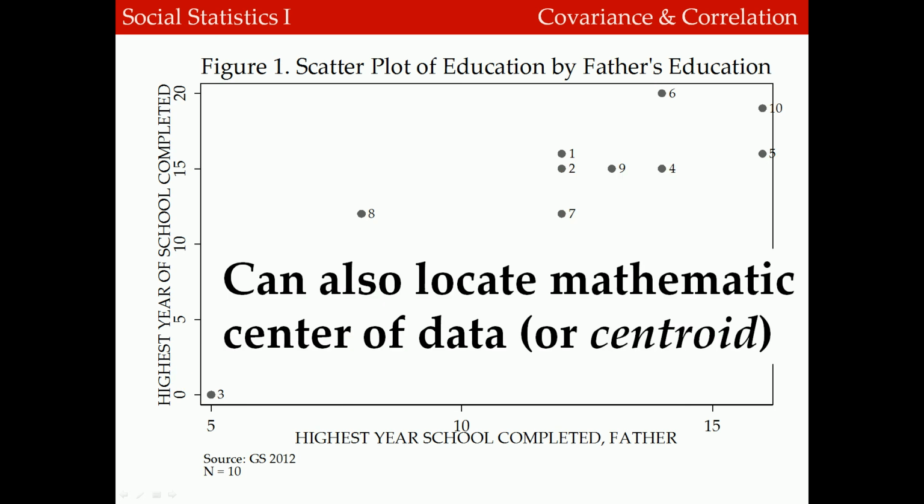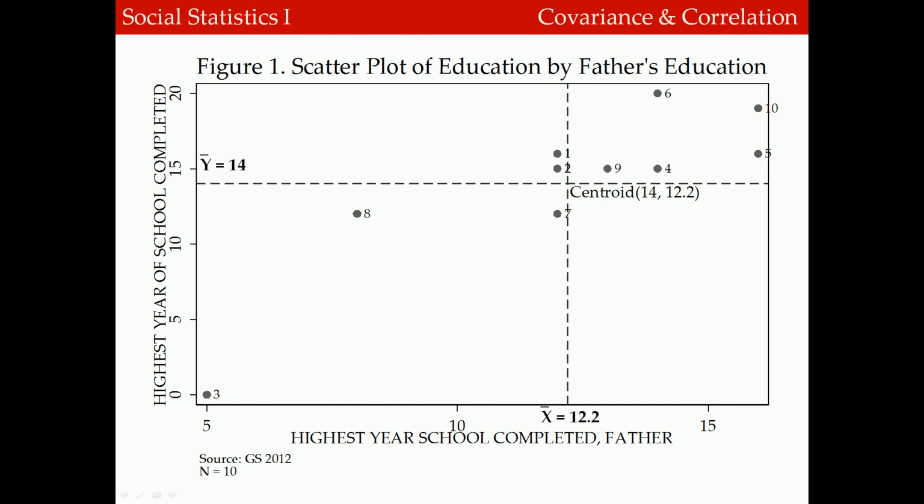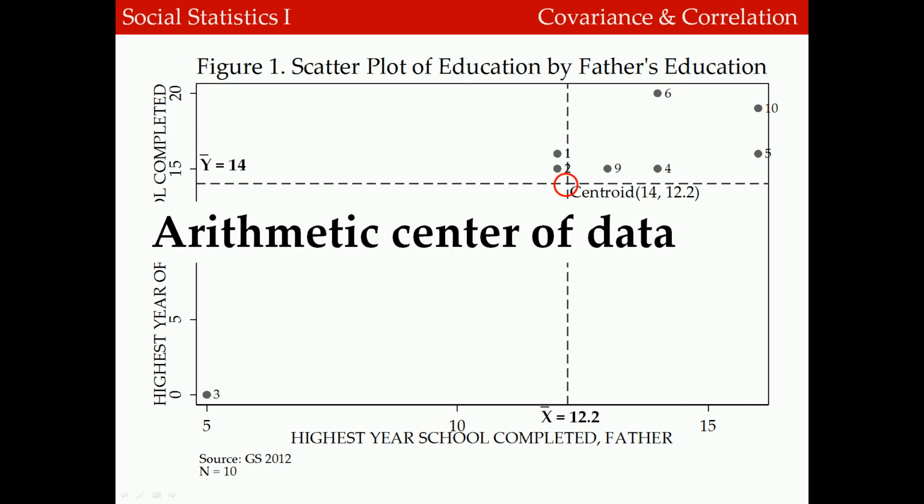Note that we could also locate the mathematical or arithmetic center of the data. And that's the point where the average of both variables meets. And so here we see that the average of respondent's education is 14 years, while the average of father's education is 12.2 years. This point, which marks the intersection of those two values, marks the arithmetic or mathematical center of the data, something called a centroid. We'll use the centroid later in the calculation of the covariance, so keep it in mind for later.